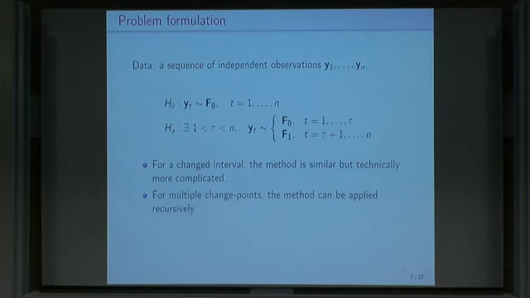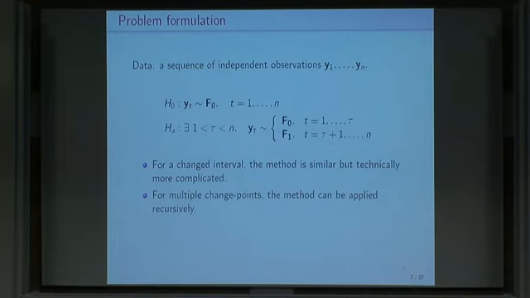So first is the formulation of the problem. We work under the assumption that we have a sequence of independent observations, y1 till yn. And the null is that all observations follow the same distribution. And the alternative is that there is a change point tau, such that observations before tau follow one distribution and observations after tau follow another distribution.